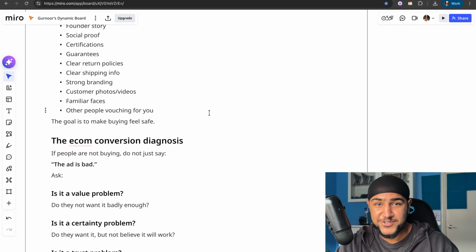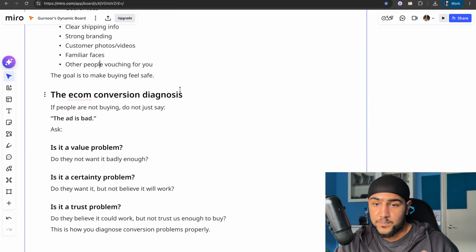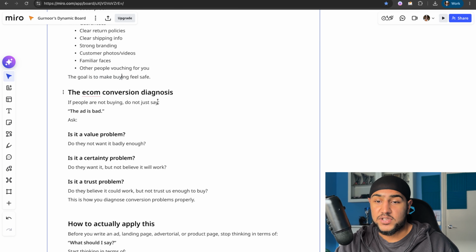Don't just take pictures of Joe Rogan or something and put it on your website. A lot of people do that. And Dr. Huberman, I think it's something like that. They put him on as well. Don't fake it, right? Actually make it real. And other people vouching for you, essentially. The goal is to make buying actually feel safe.